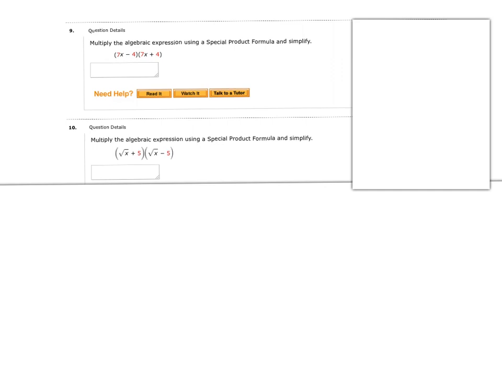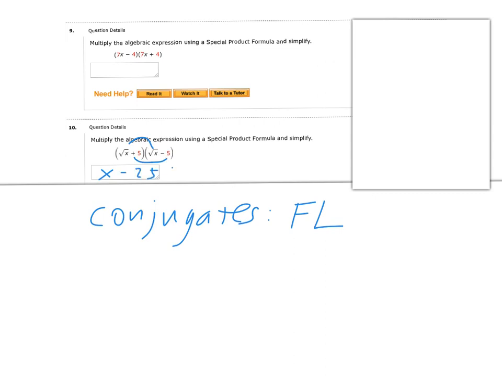And so for 9 and 10, conjugates are kind of the same thing, but one's positive, one's negative. And my trick for those is always to not FOIL, but FL. If you do the full FOIL, it will still give you the correct answer, but the FL is just a little quicker. And so I'll go and do number 10. If we do rad x times rad x, that's just a regular x. And then last times last is negative 25. So that'll just be x minus 25.